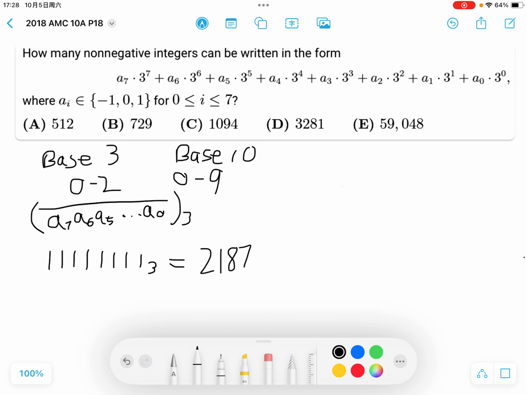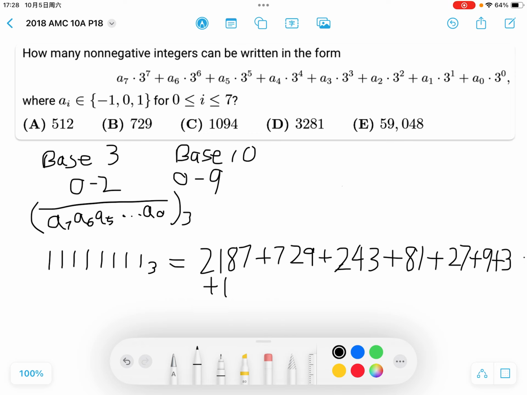That's 2,187 plus 729 plus 243 plus 81 plus 27 plus 9 plus 3. And then don't forget the 1, because this is 3 to the power of 0, which is just 1. So we sum all of this up, and we get 3,280. I've done the math earlier. The math is not that hard here, just be careful.